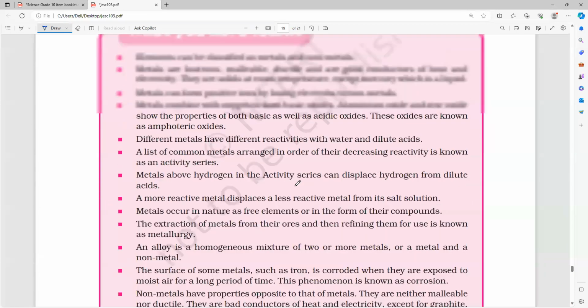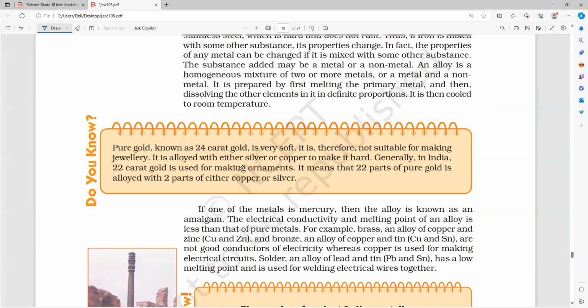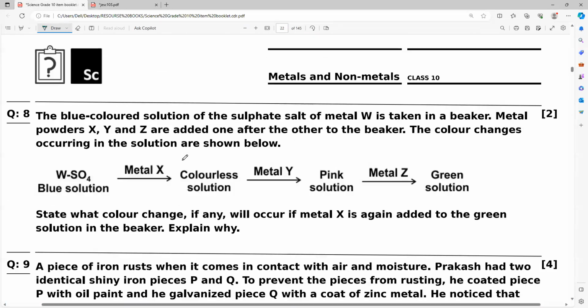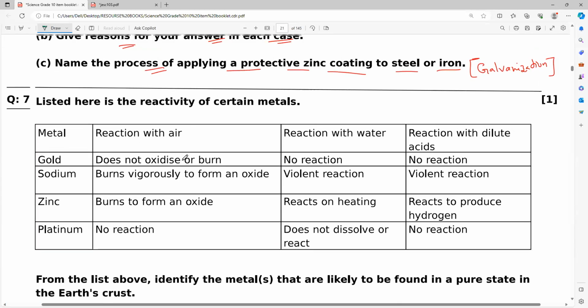Okay, all of you, we'll discuss it. So that is the answer for this one. Anybody having any doubt, you can ask me. Everybody has to learn that question. Next.